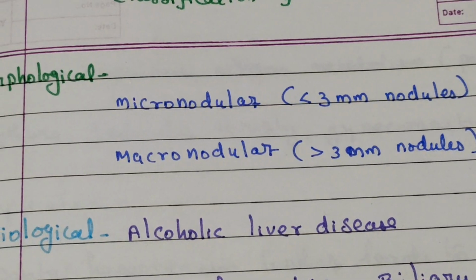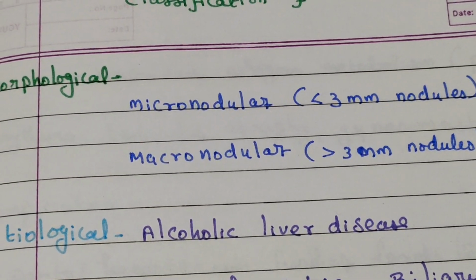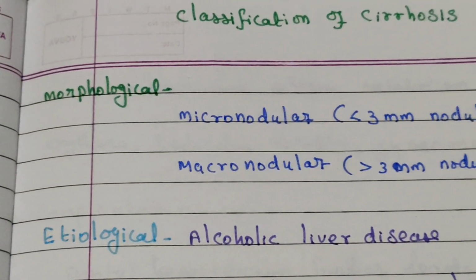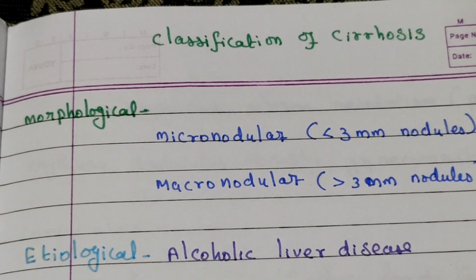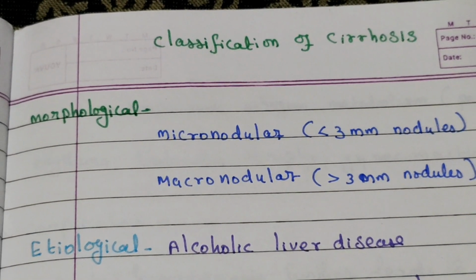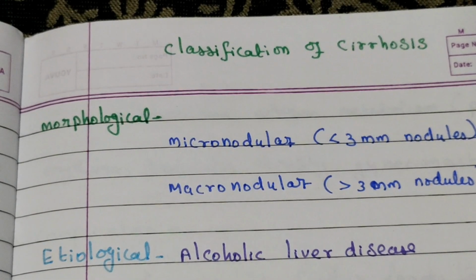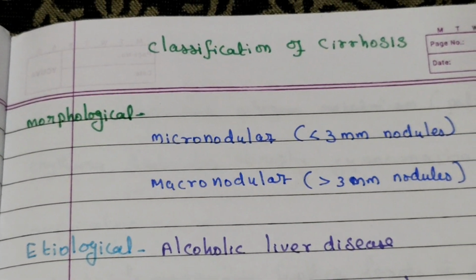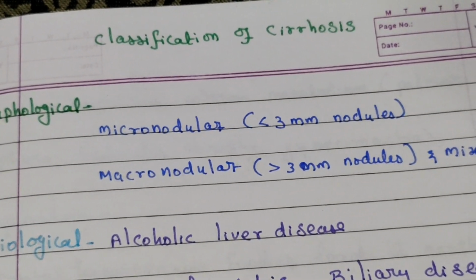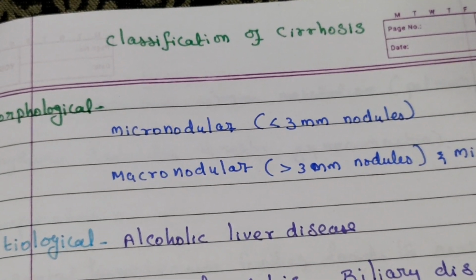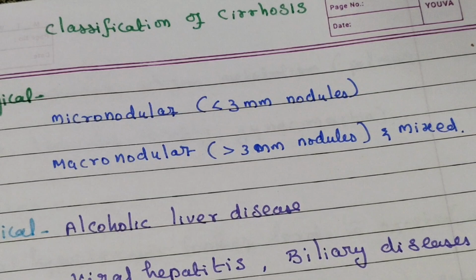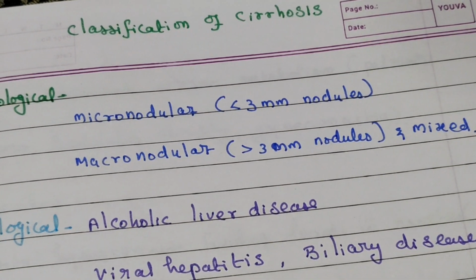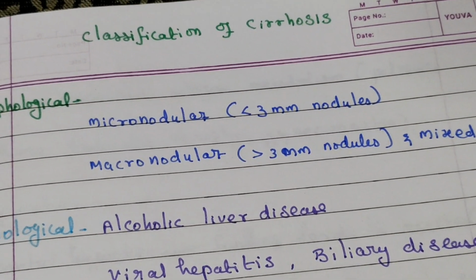Classification of cirrhosis: it can be classified on the basis of morphology. Micronodular cirrhosis is there if the nodules, which we already discussed, are less than 3 centimeters. If they are more than 3 centimeters, it is called macronodular. In some cases it is mixed also.